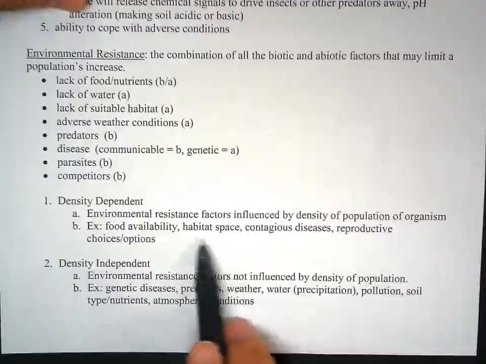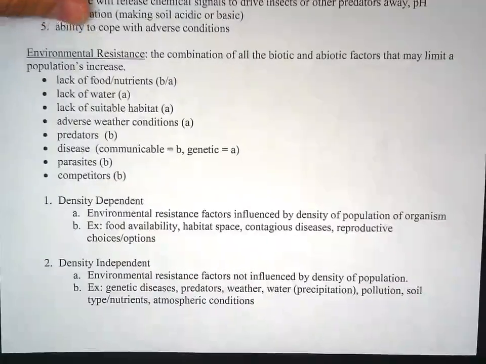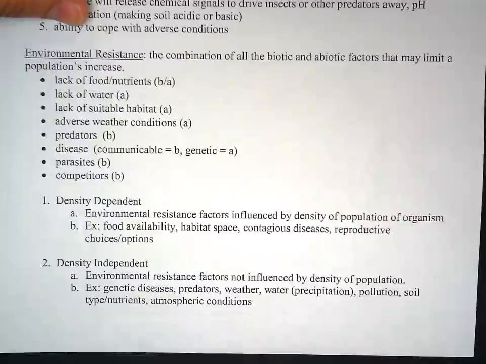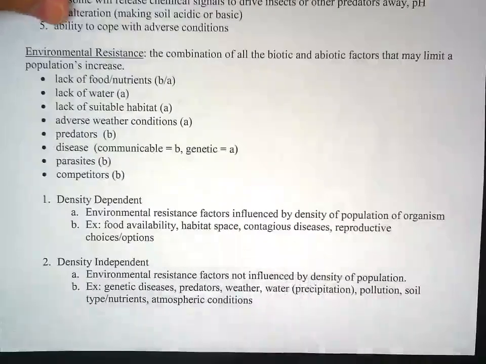Okay. Habitat space, obviously. Contagious diseases. This one is density dependent because if it's contagious, think about COVID, right? What do they tell you to do? Wear masks, socially distance, right? Stay away from large groups and large numbers of people because that's how it's transmitted. So same thing in animal populations. The more dense the population is, the more easily the contagious disease is going to spread, and it's going to have a larger effect.